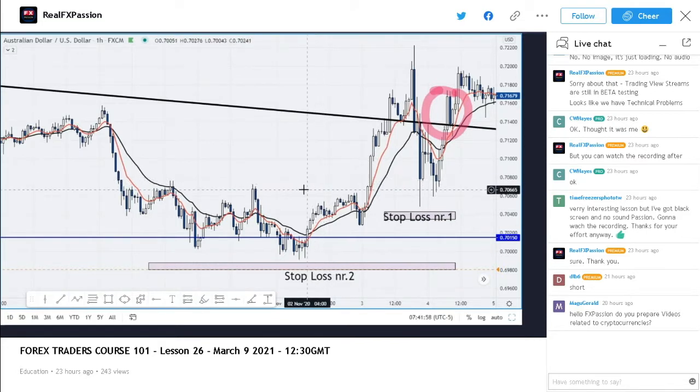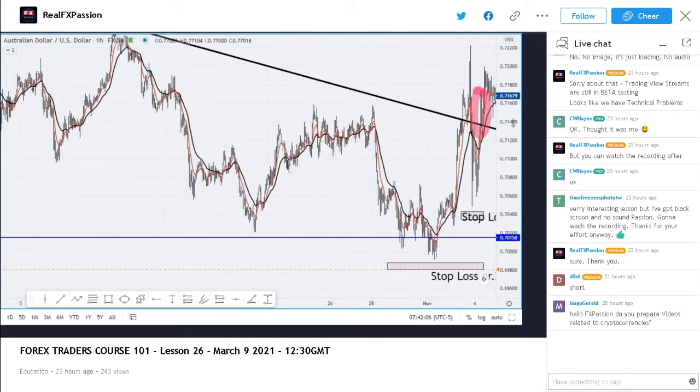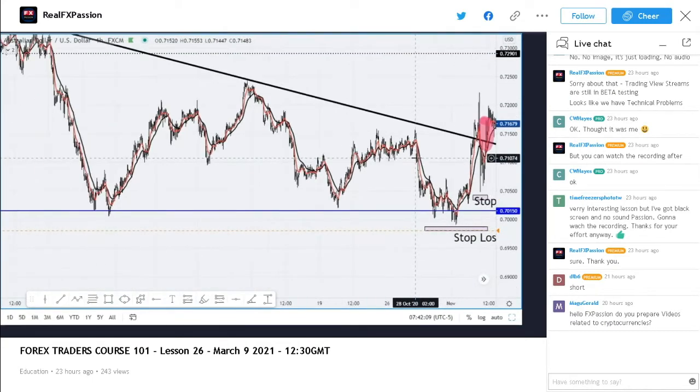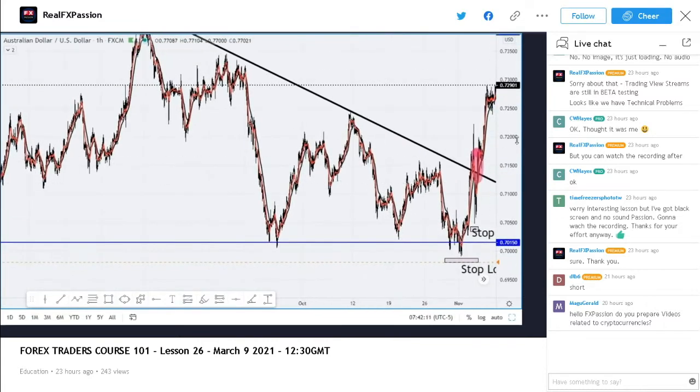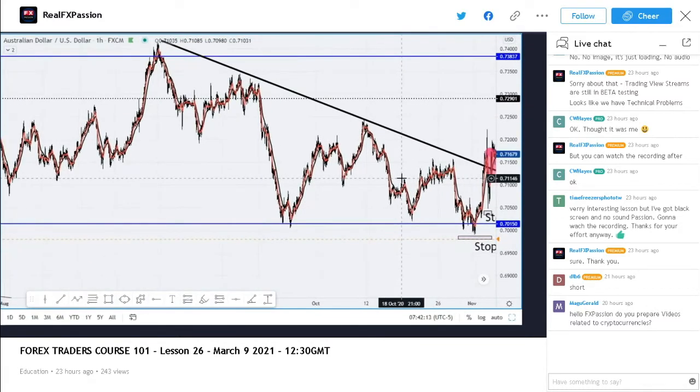And so this is a breakout here, everybody. Do you agree that the market broke out? That we have a counter trend line break from the 1 hour chart?